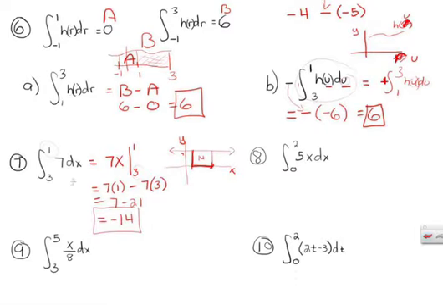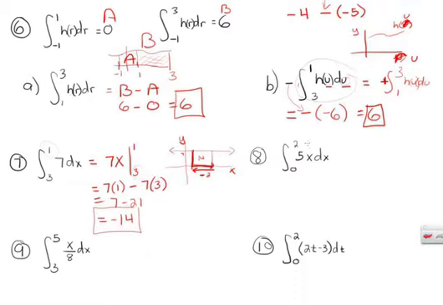This one is actually, if you notice, we're going from 3 to 1. So the implication there is that now my widths are going to be negative. So that's more of a negative 2 for the width and a positive 7. And that's why we get negative 14.